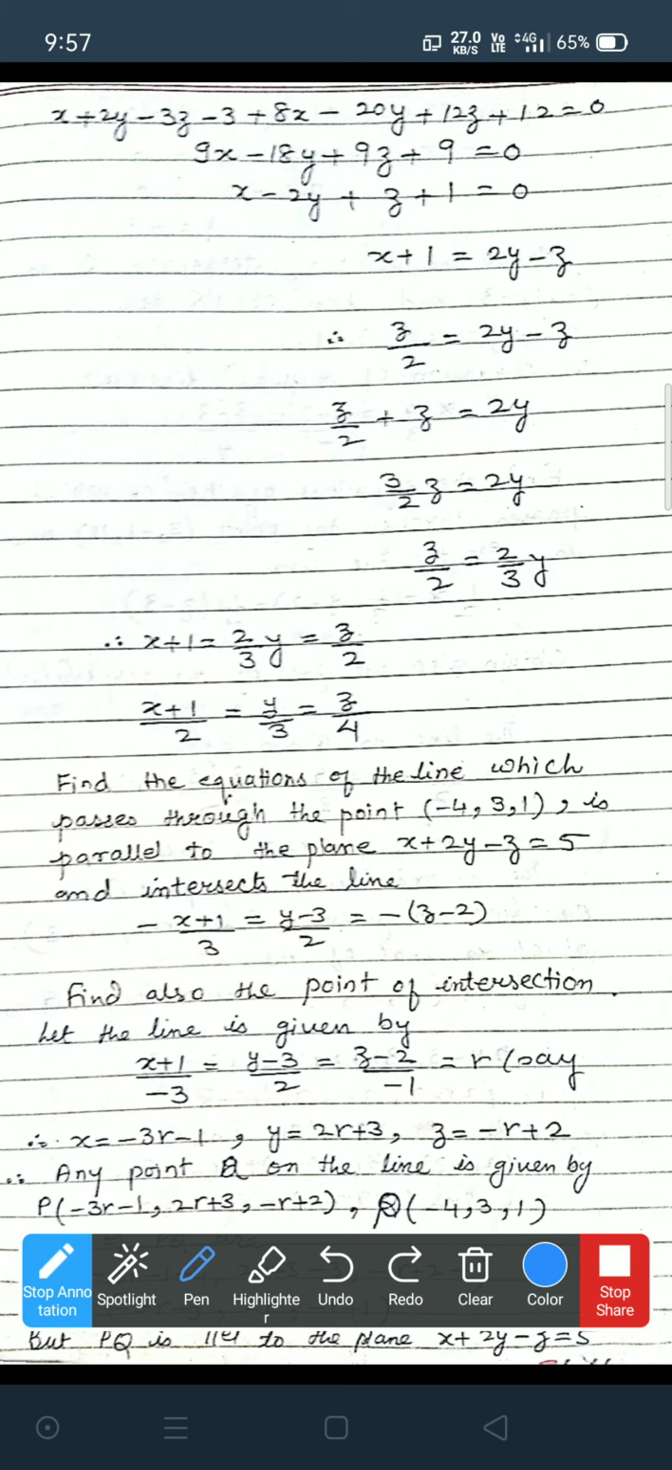Next example is, this is a similar example. Find the equations of the line which passes through the point minus 4, 3, 1, is parallel to the plane x plus 2y minus z is equals to 5 and intersects the line minus x plus 1 by 3 is equals to y minus 3 by 2 is equals to minus z minus 2.